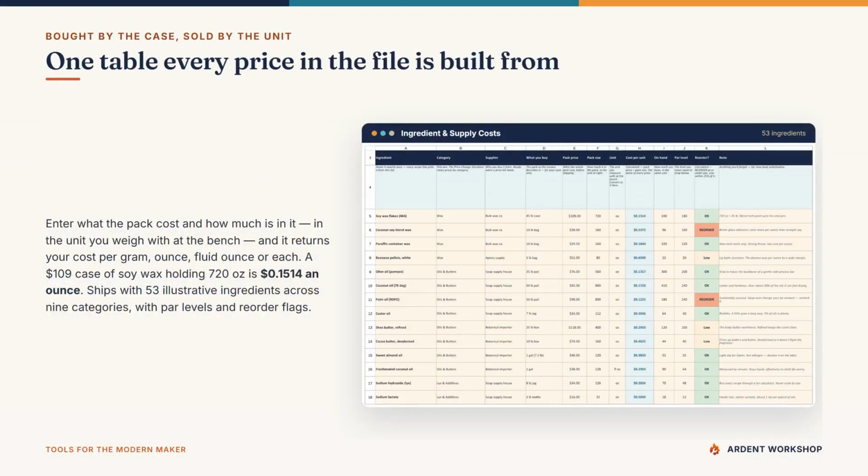It starts with one table. You buy by the case and sell by the unit, so enter what a pack cost and how much is in it, in the unit you actually weigh with at the bench. A $109 case of soy wax, holding 720 ounces, becomes 15.14 cents an ounce. 53 ingredients come preloaded, with par levels and reorder flags.